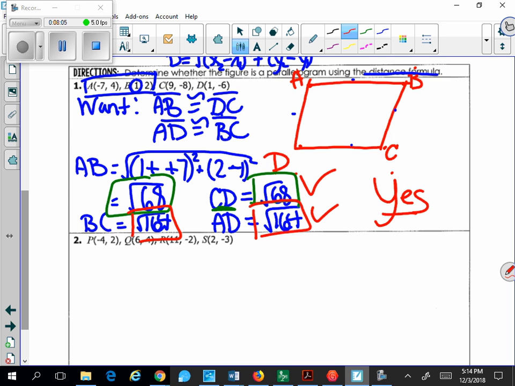So let's have you guys do, actually, let's flip to the next page. Flip to the next page. Go to page 4.